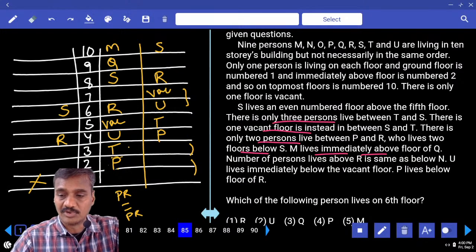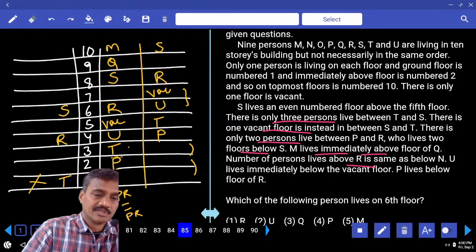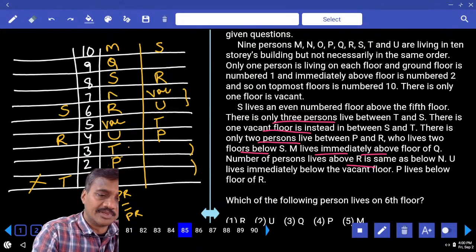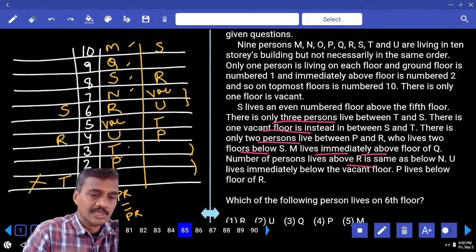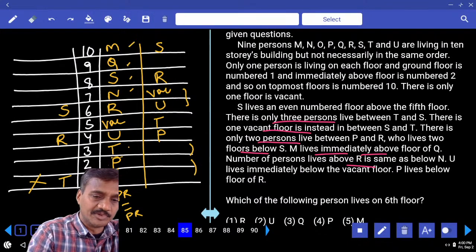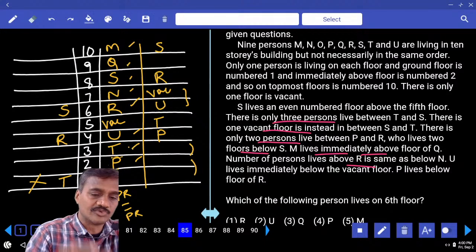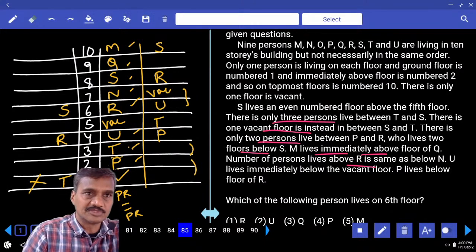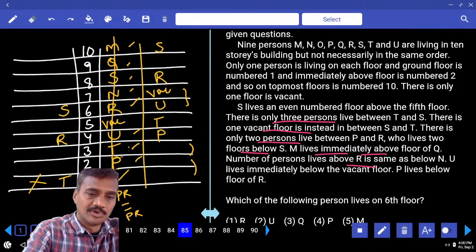Number of people above R same as below N. Above R, how many people are there? Above R, N will be here, 1, 2, 3, 4 people. Below N, we need to have 4 people, 1, 2, 3, 4, there is one more, 5 persons. Is it possible? Not possible in this case. Then coming back to this, above R, there are 2. Below N, there are 2.